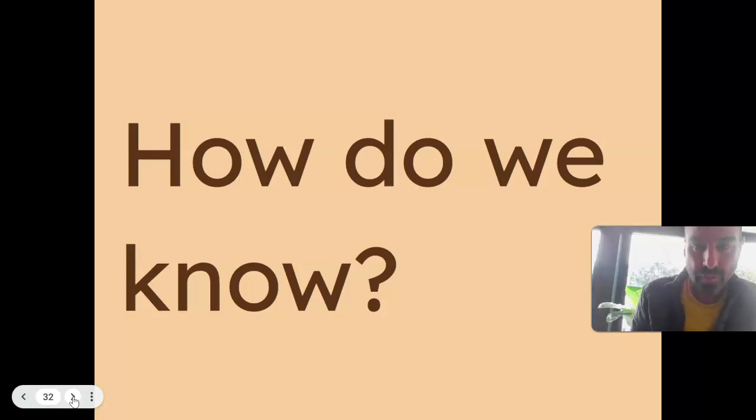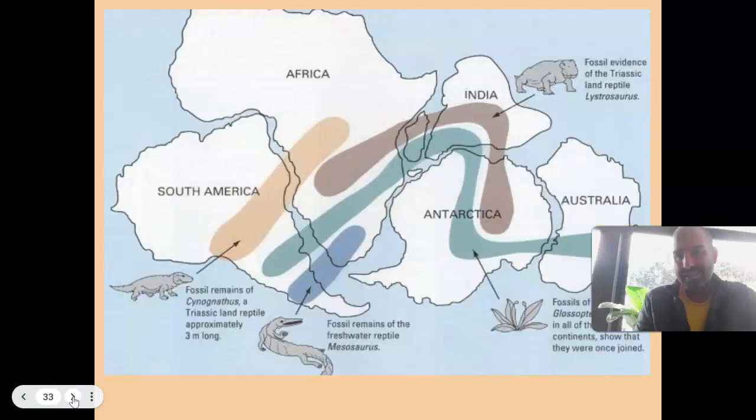Our third key word is fossils. So this is a map, a simplified map of where we find some fossils.